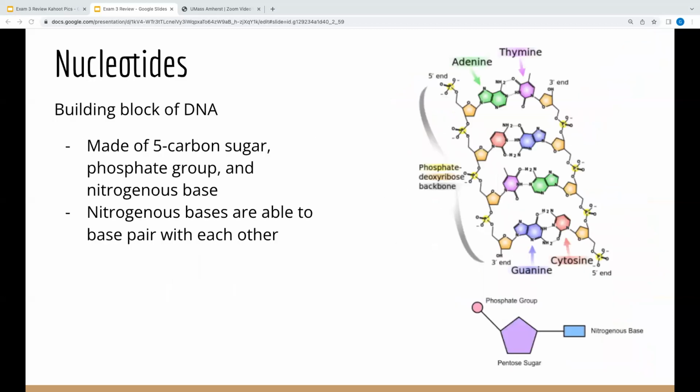Like I said, the nucleotides are the building blocks of the DNA. They have the 5 carbon sugar, phosphate group, and nitrogenous base. And they pair up as such, A's and T's, G's and C's. And remember, in RNA, uracil, the U, pairs up with adenine.